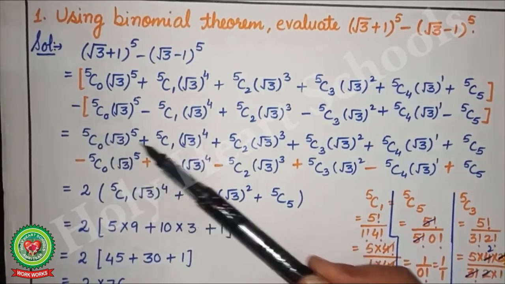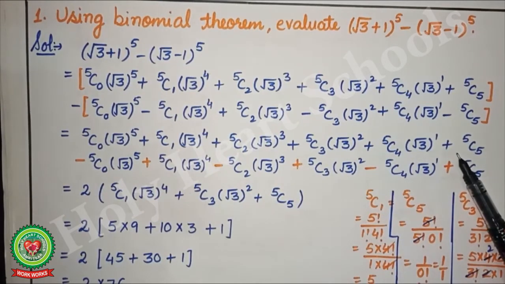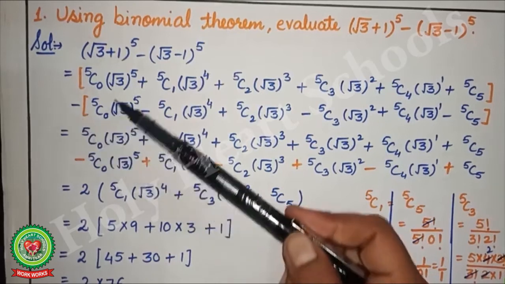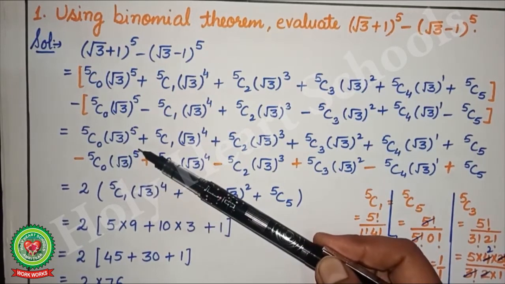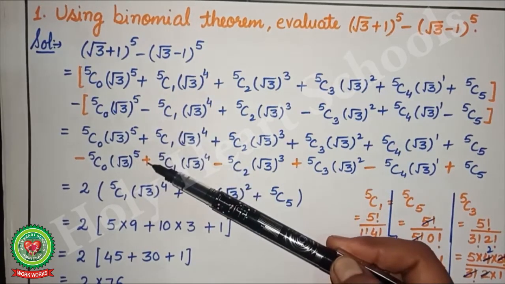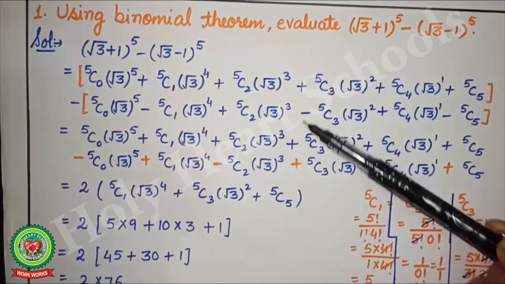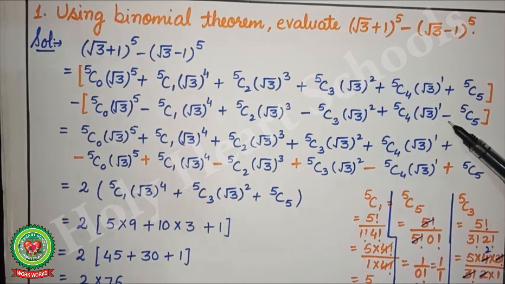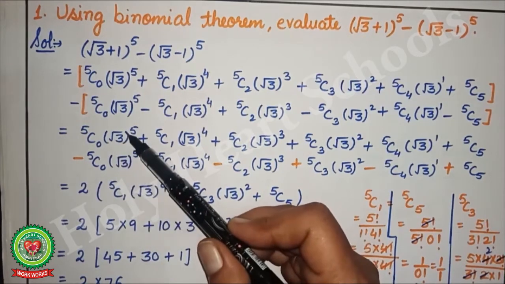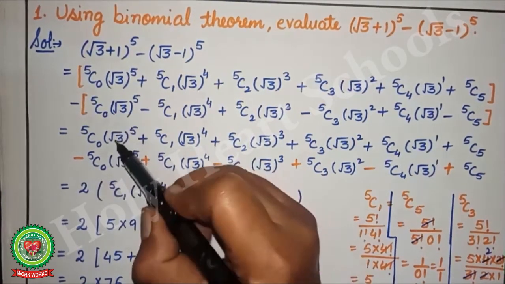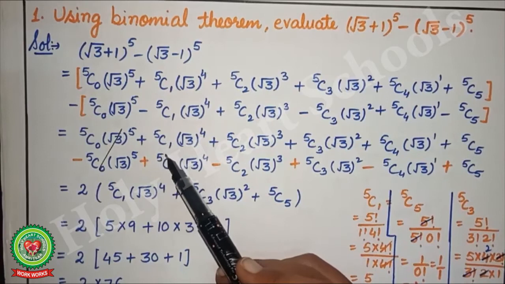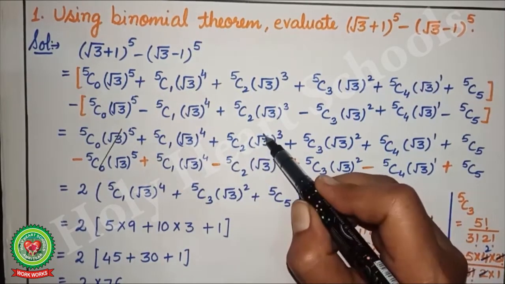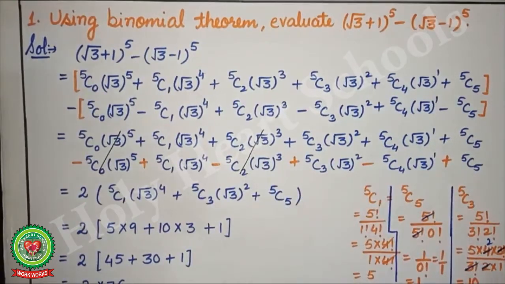Look at the next step. The first term is written as it is with the plus sign. Now, after minus, the first term will become negative, that is minus of 5C0 into root 3 raised to power 5. Then here minus changes to plus, plus changes to minus, minus changes to plus, plus changes to minus, and minus changes to plus. Now, you can see these two terms are the same but their signs are different, so we can cancel these terms. Similarly, both are having plus sign, so we can't cancel. Here, the third term has opposite sign, so we will cancel this one also.